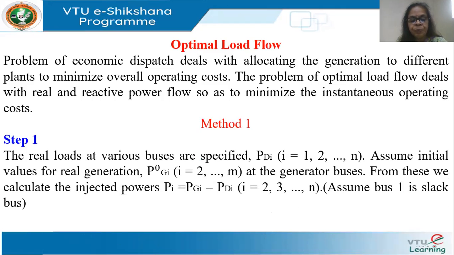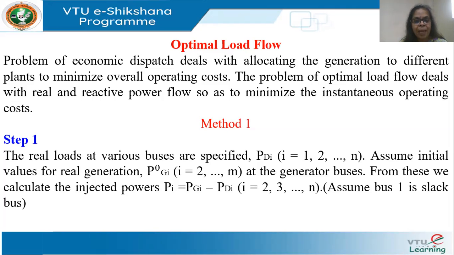So in step one, the real loads at various buses are specified, that is PDi is specified. And we assume initial values for generation, that is PGi⁰, at all the buses except the slack bus, at the generator buses, right? So please let me draw your attention. If you look at the index for D, the demand or the load, it is from i equal to 1 to N. You can have the load at all the buses, including the slack bus. If there is no load, PDi will simply be equal to 0 for that particular bus. Whereas the generation is assumed, look at the index, it is from i equal to 2 to M, right?